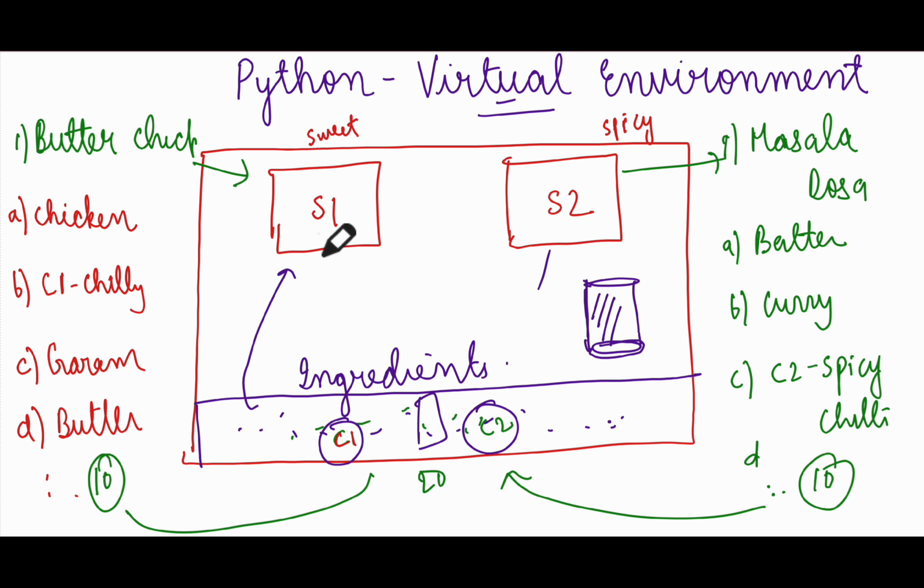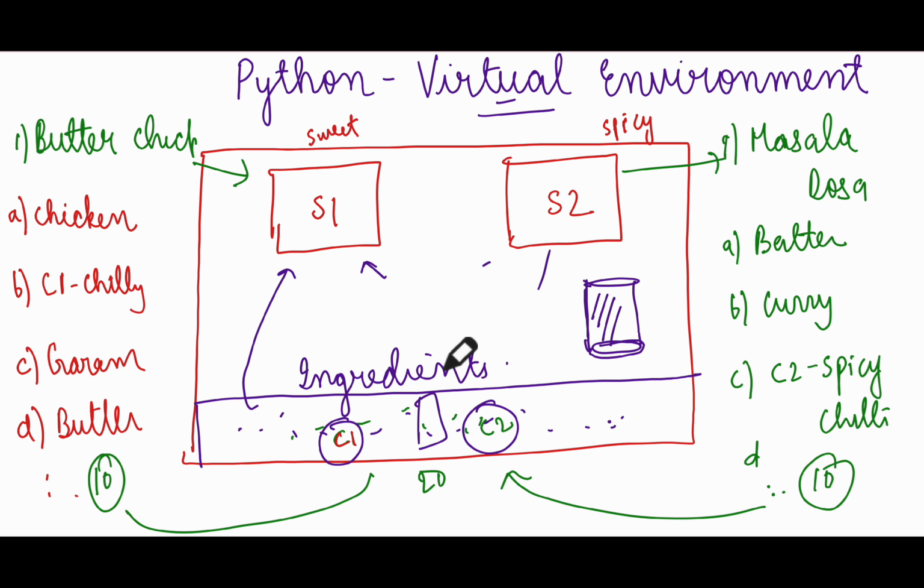Now when you are cooking, let's say, butter chicken, you might end up picking the wrong one. You might end up picking the spicy chili powder and putting it there. Or when you're cooking, for example, masala dosa, you might end up picking the less spicy chili powder, and you might end up putting it here.